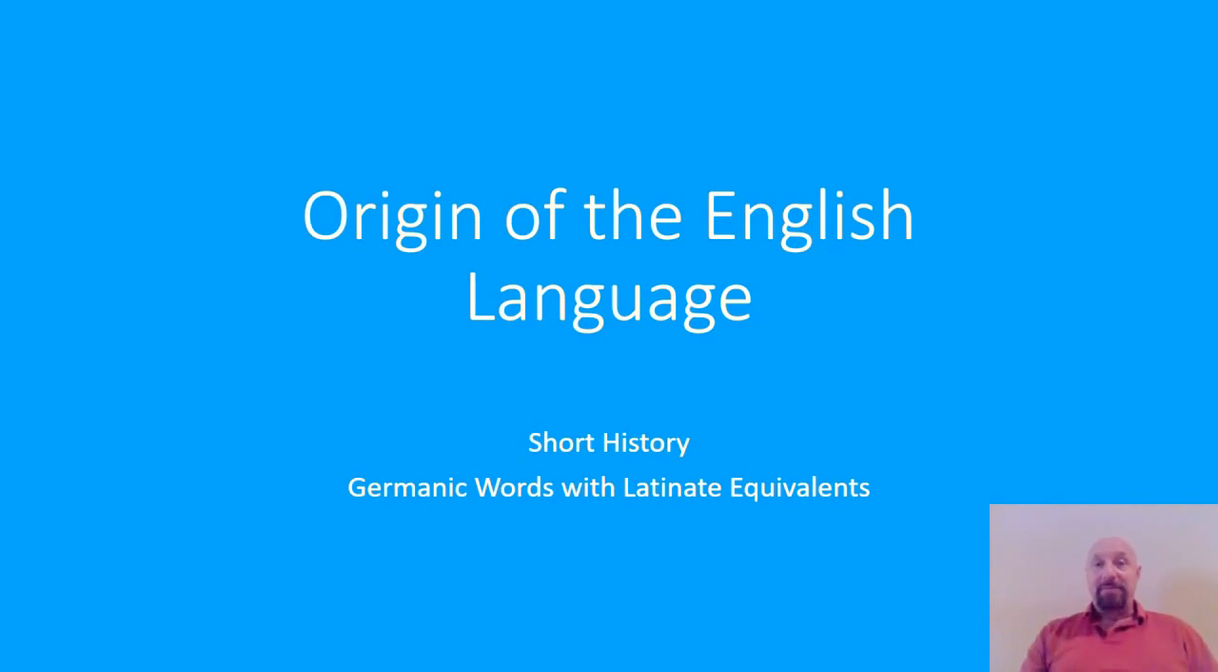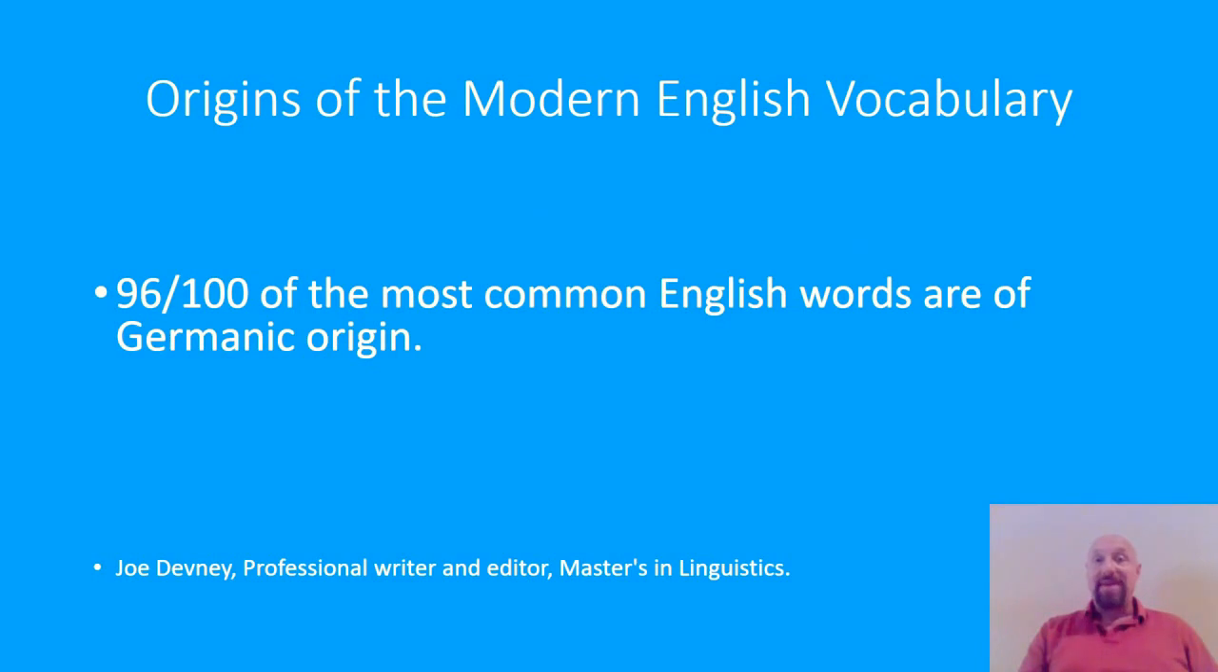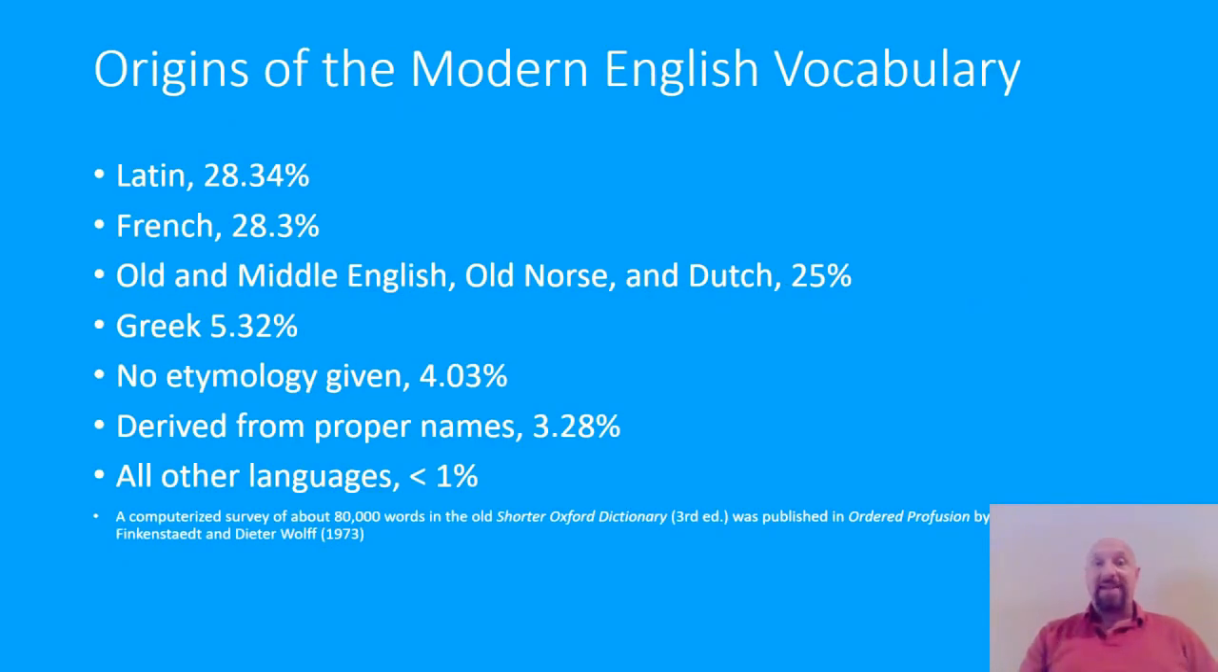Welcome back. The following is a PowerPoint presentation of the origin of the English language. A very short history with a list of words of Germanic origin with synonyms of Latin origin. 96 of the 100 most common English words are of Germanic origin. However, when we expand that list to the most common 80,000 words, Germanic or Norse or Nordic origin drops down to 25%. As you can see, Latin's 28%, French is 28%, Greek is 5%, because many of the technical, medical, and legal words are from those origins.